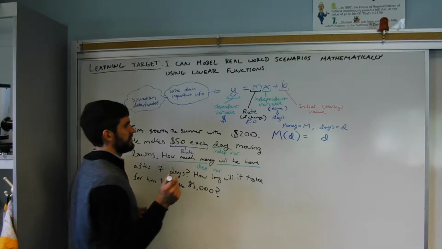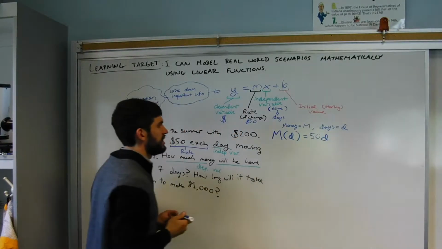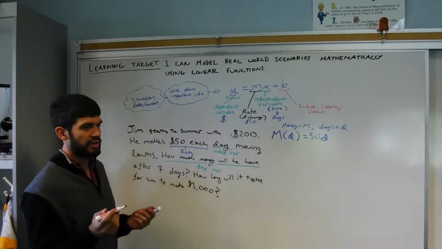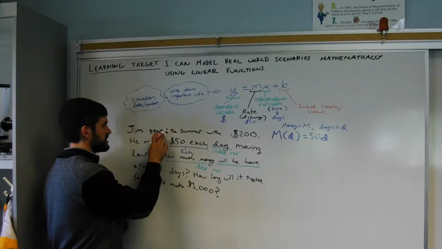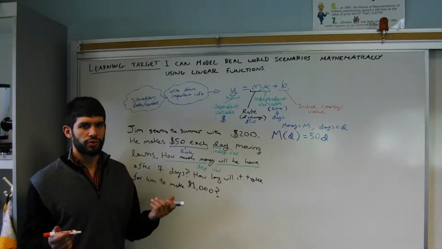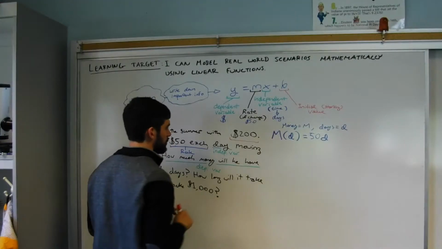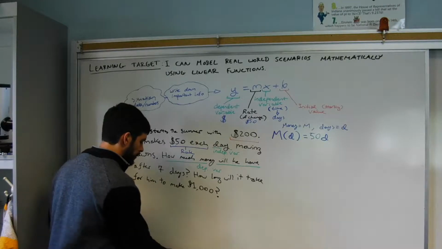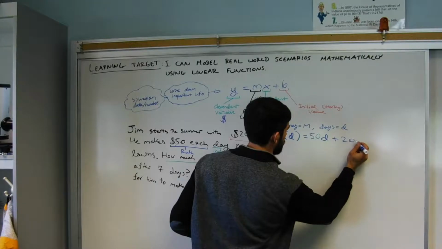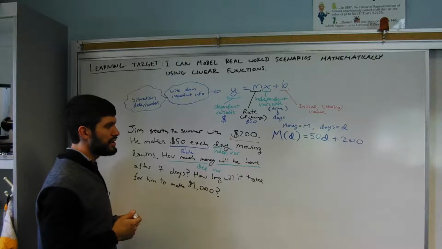And the last thing, so our rate is going to go in front of the d. And the last thing we want to find is our initial value. For the initial value, you want to look for words like starts, begins, sometimes even the word initial. So our initial value is going to be that $200. So, all right, plus 200 here, and now we have our model.